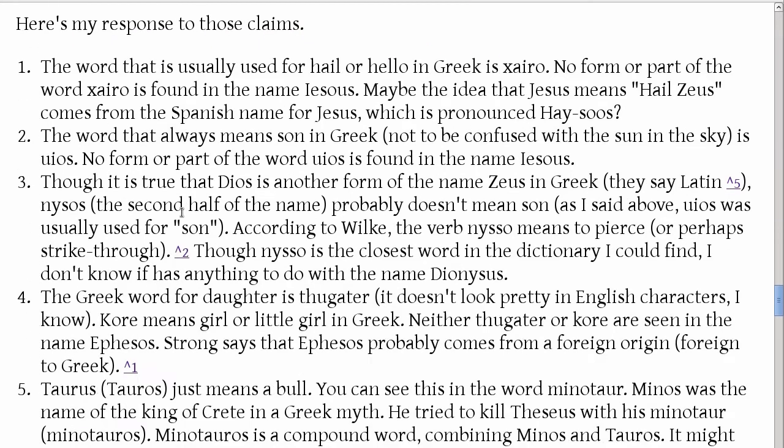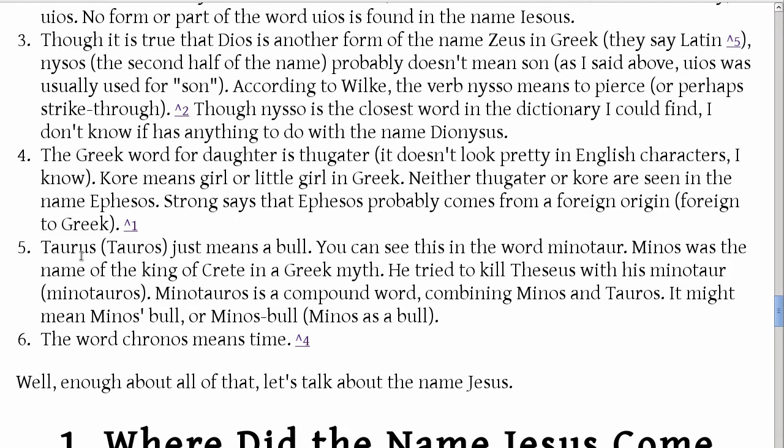Five, which is an answer to this. Taurus means bull of Zeus. Taurus, tavros, just means a bull. You can see this in the word minotaur. Minos was the name of the king of Crete in a Greek myth. He tried to kill Theseus, another Greek myth character, with his minotaur, minotavros. Minotavros is a compound word, combining Minos, the name of the king, with tavros, a bull.